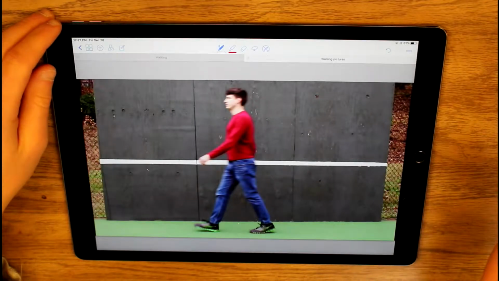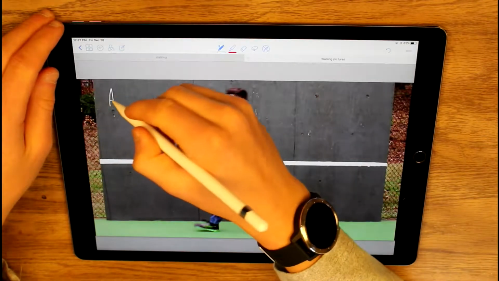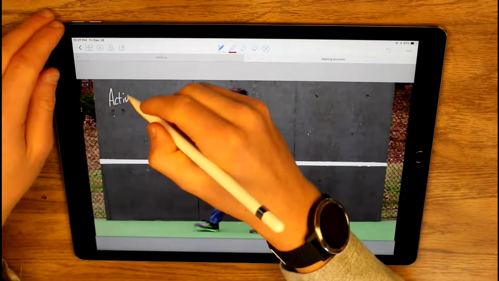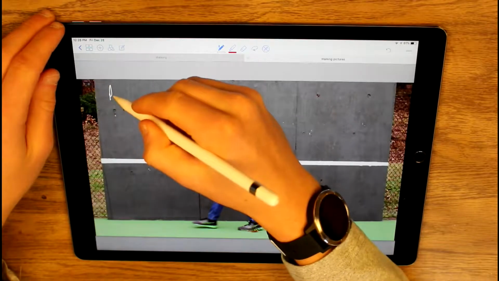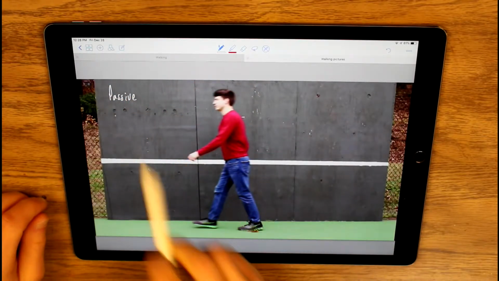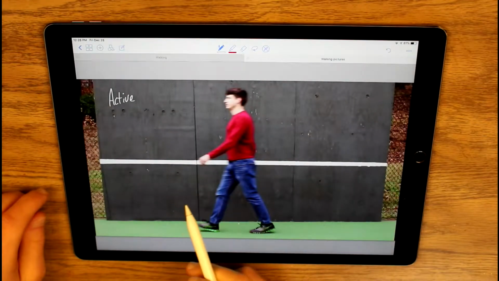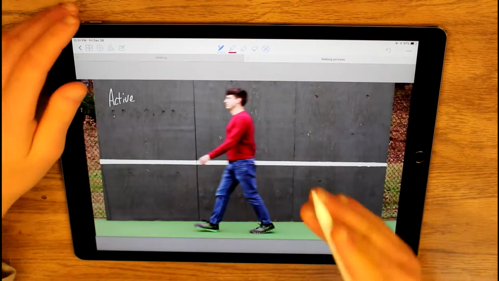There are two different ways you can walk. The first way, which I'm showing you here, is called an active way. And the second way, which I'll show you here, is a passive way. Now, these two ways, the passive way and the active way, probably look fairly similar. They are fundamentally different motions.